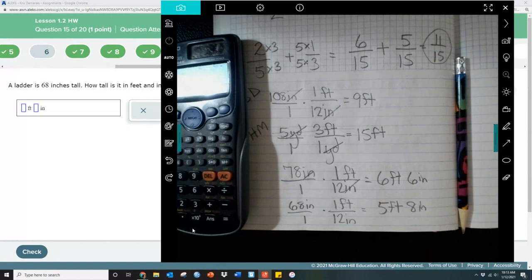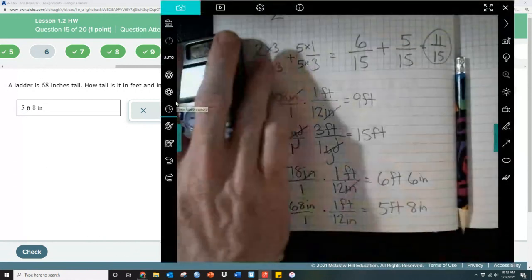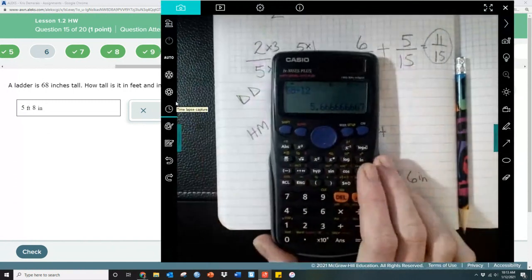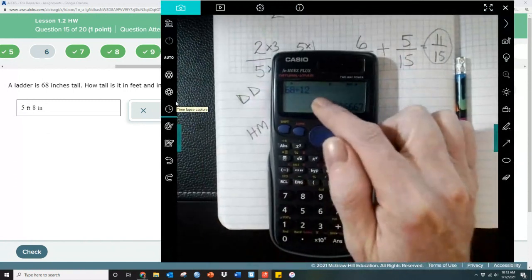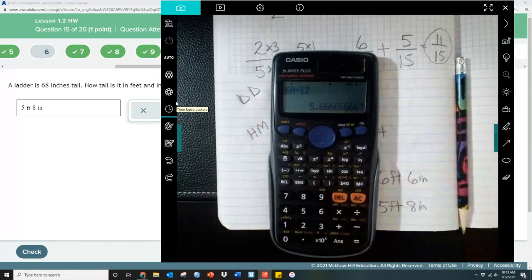Is that easy enough to think about? You decide. But please don't think that when you divide it out, it's 5.6, meaning 5 feet and 6 inches. Many students think that, and that's a completely wrong way of thinking.